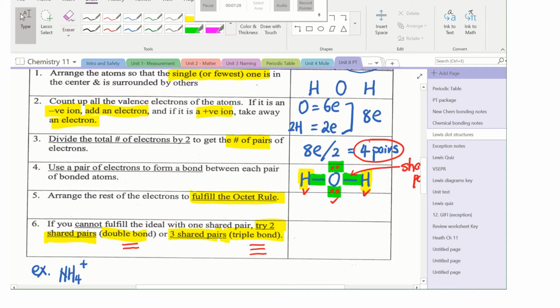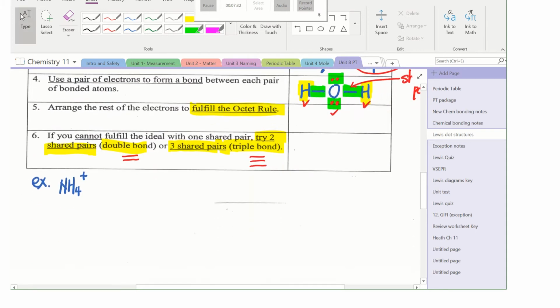Step number 1, we arrange all the atoms so that it's symmetrical, so that the single one is in the middle. Nitrogen in this case is in the middle. And then we place all the other ones surrounding it. So hydrogen right here.